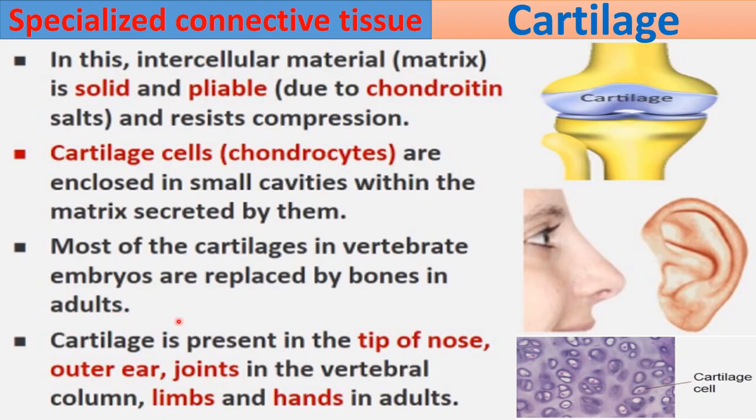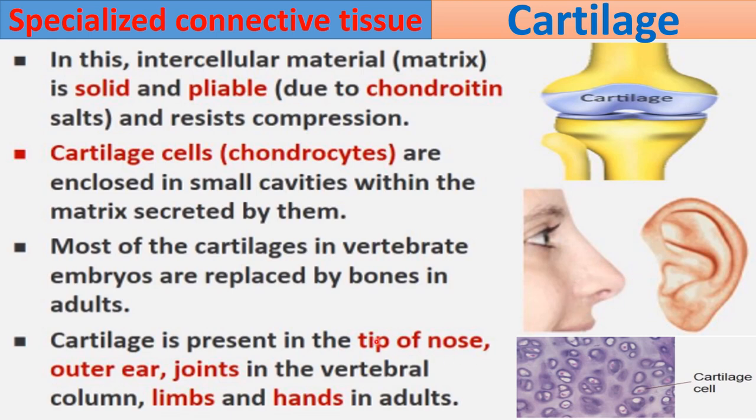Most of the cartilages in vertebrate embryos are replaced by bones in adults. So in adults, less cartilage is found, because most of the cartilage present in the embryo stage is replaced by bones in the adult stage. In an adult animal, cartilage is present in the tip of the nose.